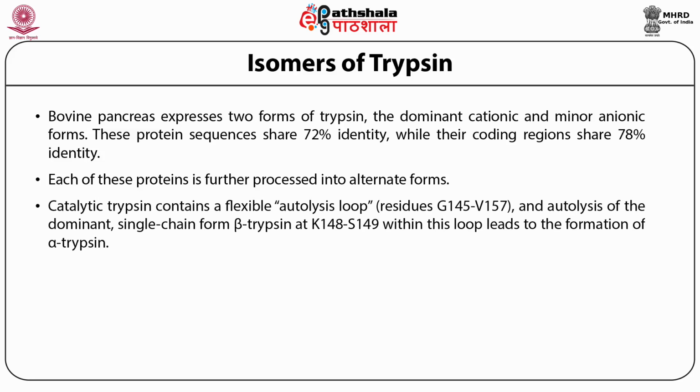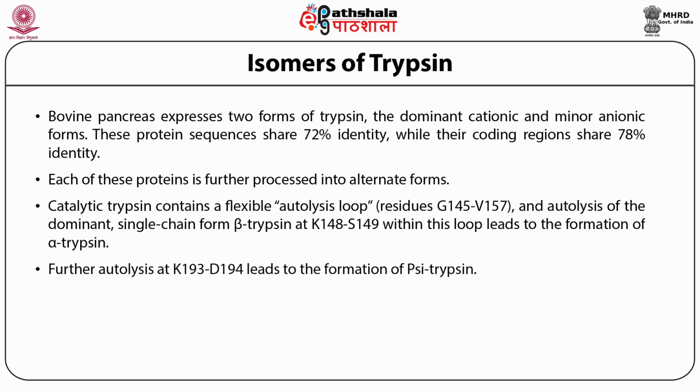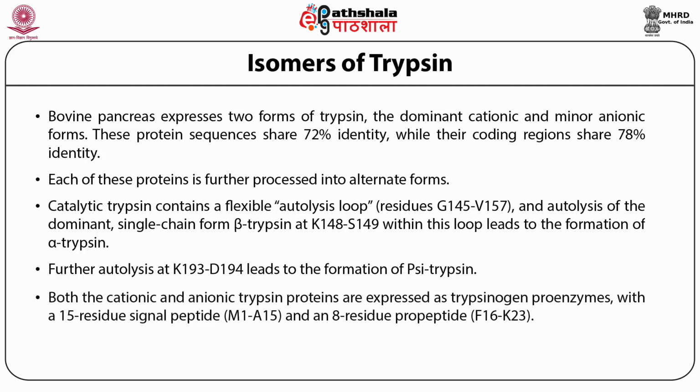The catalytic trypsin contains a flexible autolysis loop between residues glycine 145 and valine 157, and autolysis of the dominant single chain beta trypsin at lysine 148 to serine 149 within this loop leads to the formation of alpha trypsin. Further autolysis at lysine 193 to aspartic acid 194 leads to the formation of psi trypsin. Both the cationic and anionic trypsin proteins are expressed as trypsinogen proenzyme with a 15 residue signal peptide, that is M1 to A15, and an 8 residue propeptide, that is F16 to K23.